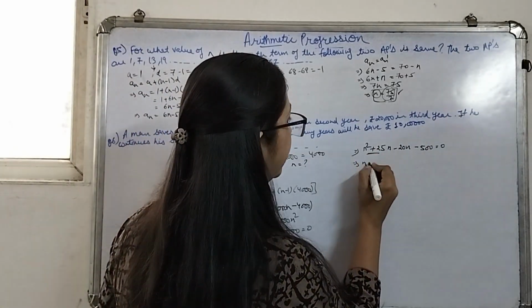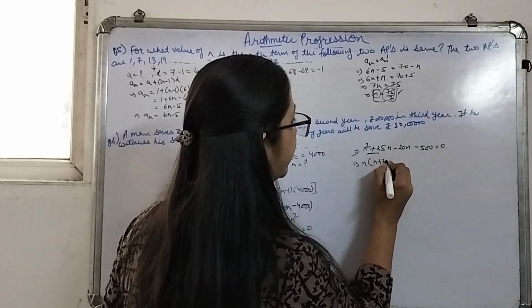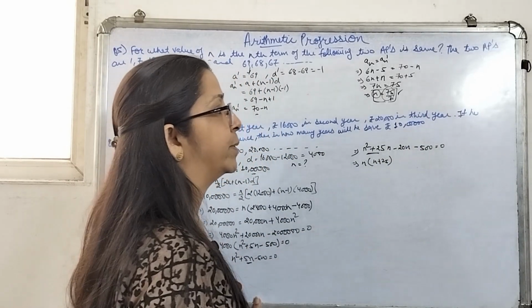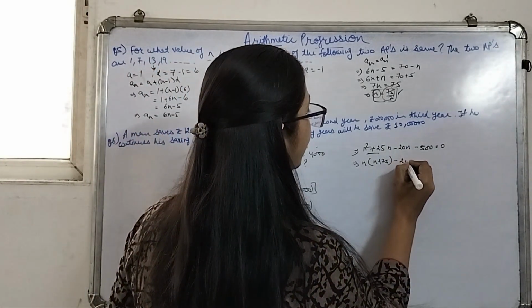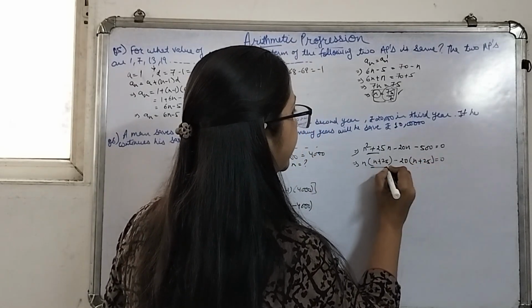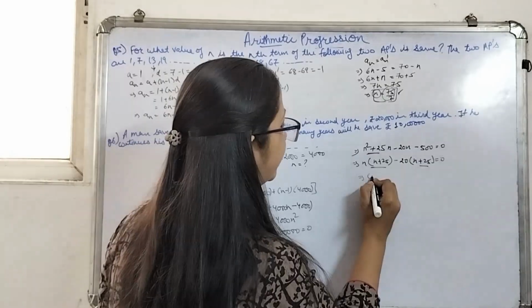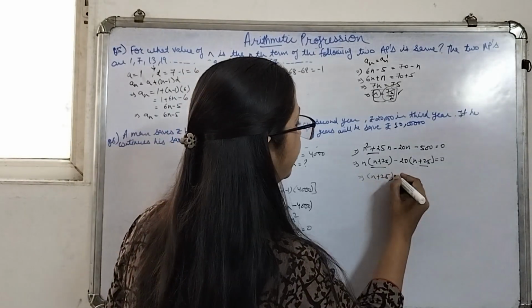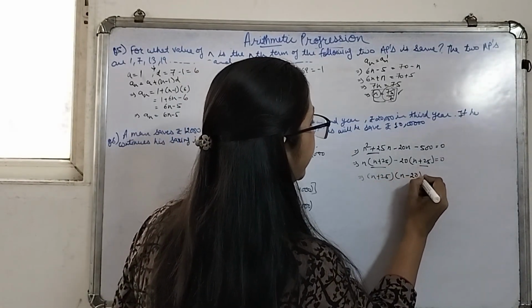n. Remaining will be n plus 25. From the last two terms, we will be taking common minus of 20. It will be n plus 25. Now the two brackets are same. So n plus 25 could be taken common, and remaining will be your n minus 20.